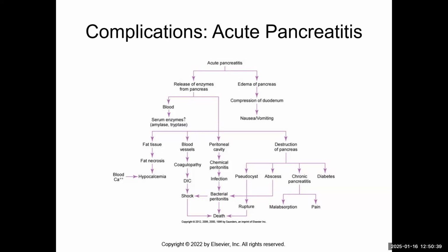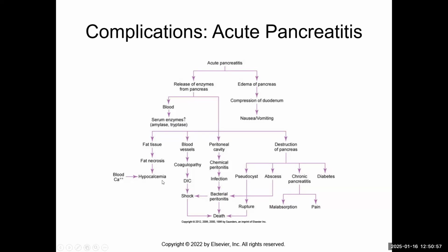They can also, of course, have pain and things like that. But if you have a release of those enzymes, amylase, lipase, trypsin, you can have fat tissue necrosis, and that can lead to the calcium being moved into that area.